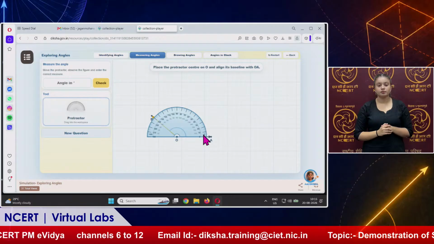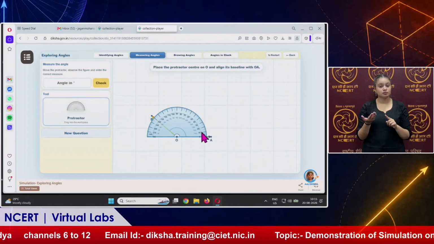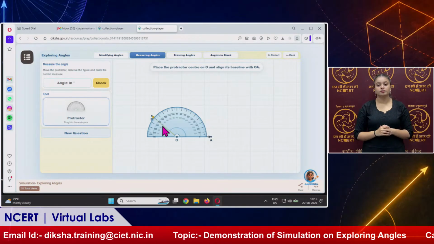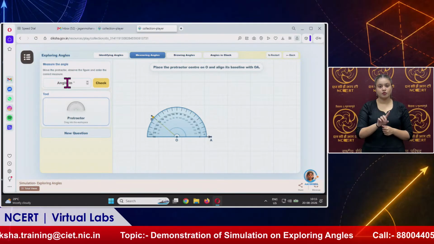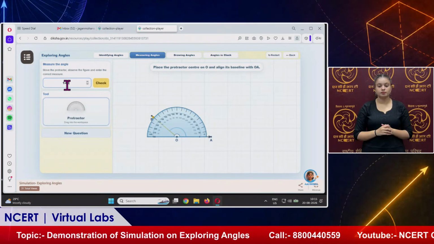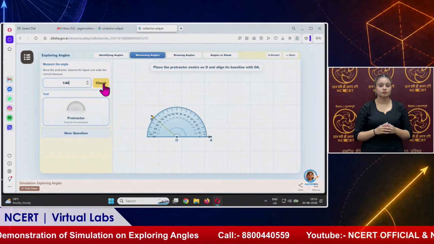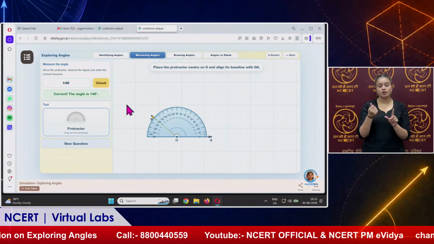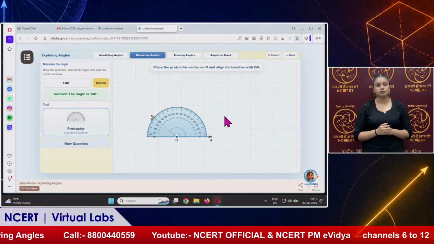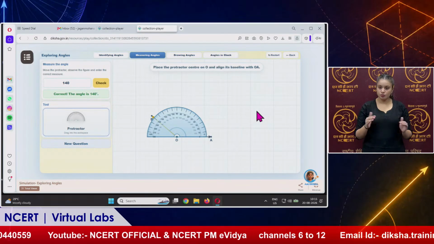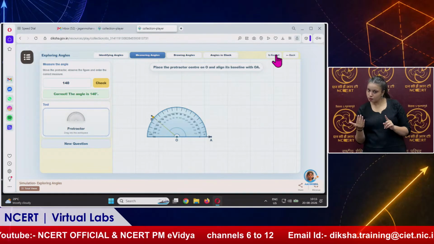Now, we have to check from left to right, 0 up to what degree here? 140 degrees. We have to enter this 140 degrees. Then we will check whether it's right or wrong. Yes, correct. The angle is 140 degrees. Sometimes there is a chance the student could do something wrong also. We will see that one also.